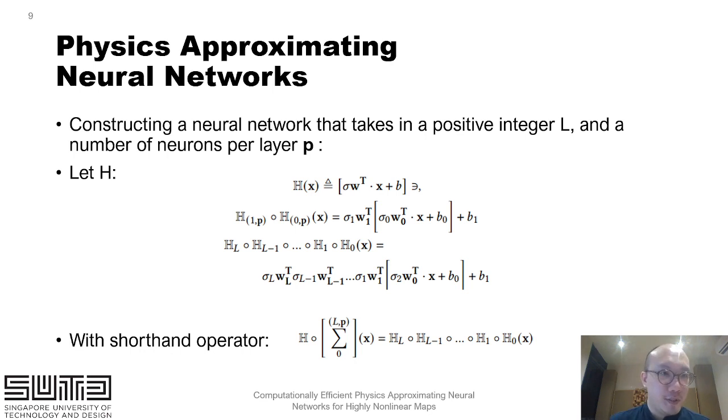So for the topic of physics approximating neural networks, if we construct a neural network taking a positive integer L for layers and number of neurons per layer P, we can construct a function h to look like this, where it takes the form of a neural network, and if we write it as a function composition with a shorthand operator, we can then define it as such.